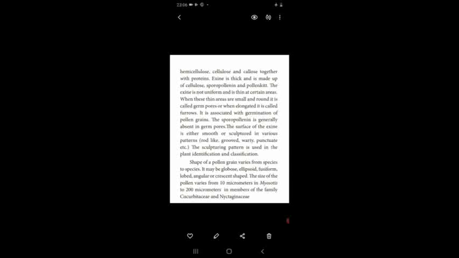Dear students, kindly underline these words. The size of the pollen grains varies from 10 micrometers, example myosotis, to 200 micrometers, example the family members of Nyctaginaceae and Cucurbitaceae. So this is the structure and the shape of the pollen grains.